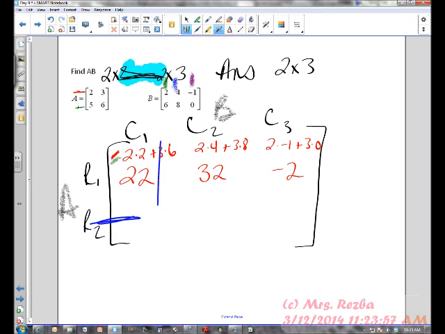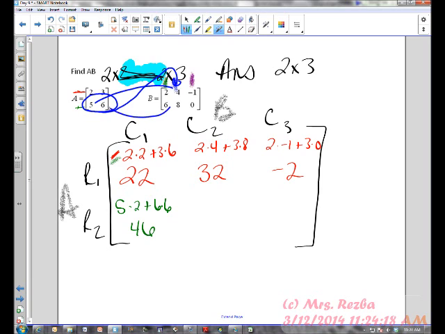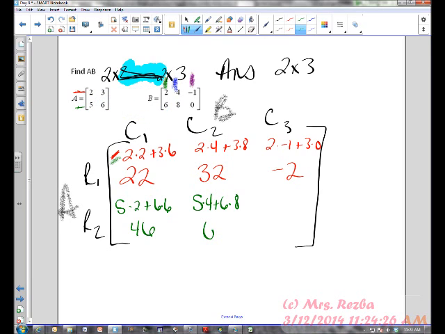So now we have row 2, column 1. So row 2's turn to go visit column 1. So the 5 goes to the 2, the 6 goes to the 6. We're going to have 5 times 2 plus 6 times 6, or 46. Next, row 2 goes to column 2. So 5 times 4 plus 6 times 8. 6 times 8 is 48, plus 20 is 68.